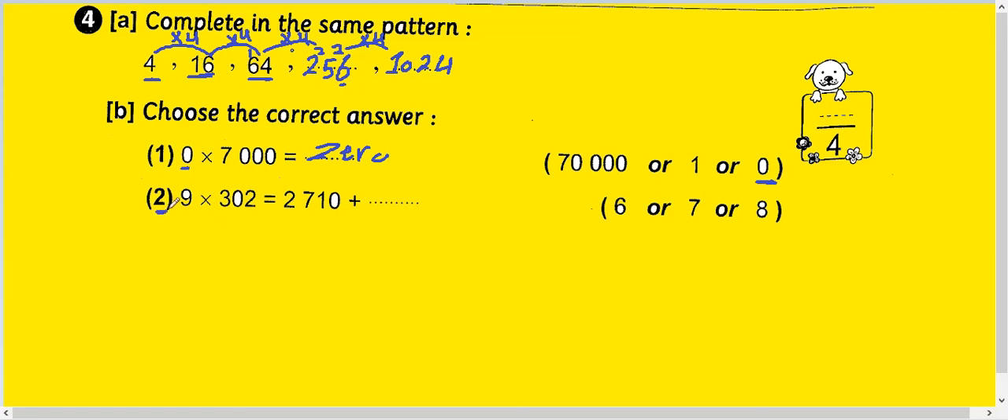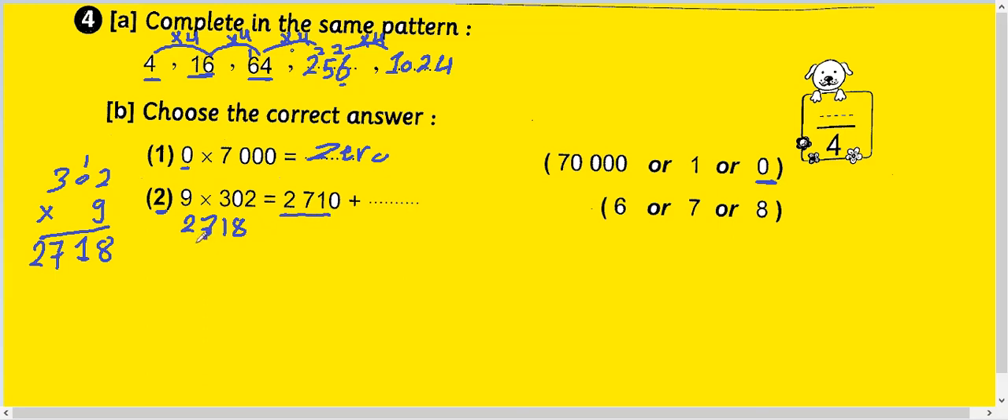Question number 2, he said 9 times 302 equals 2710 plus blank, and here he gave me choices. Here he said 6 or 7 or 8. We can make 302 times 9. Here 9 times 2 equals 18. 8 carry up 1. 9 times 0 equals 0, and we'll put down 1. 9 times 3 equals 27. So result here it will be 2718. In the other side we have 2710.